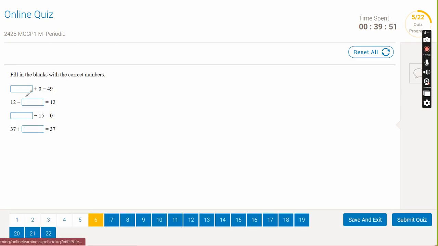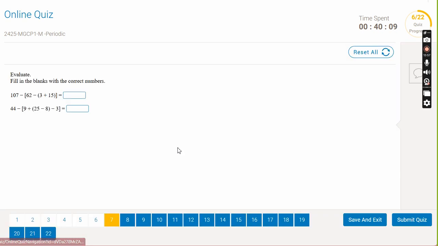Okay, let's go to this one. Now, any number, if you're adding it to a 0, will be the number itself, right? So it will be 49. Any number subtracting from 0 is the number itself. Then here 15 minus 15 will be 0, and 37 plus 0 is 37. Let's go to the next one.